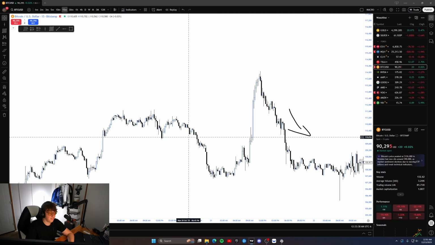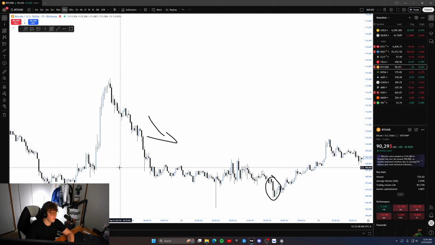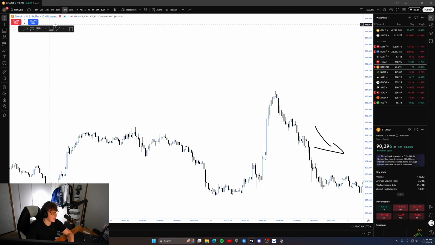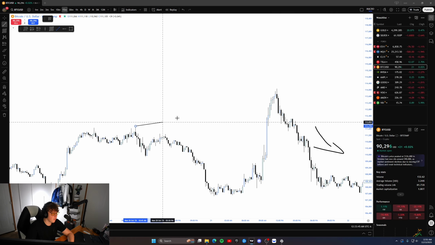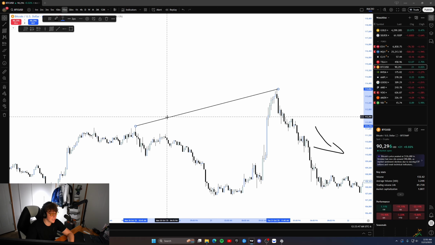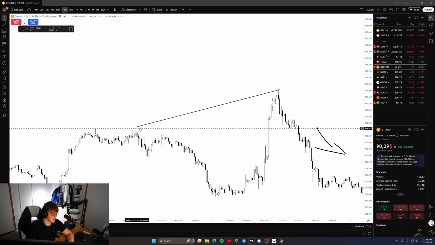SMT, one of my favorites, and I've made a lot of money off of SMTs. They're actually one of my favorites. SMTs are basically from lows to highs and highs to lows. So this is a low to a high.